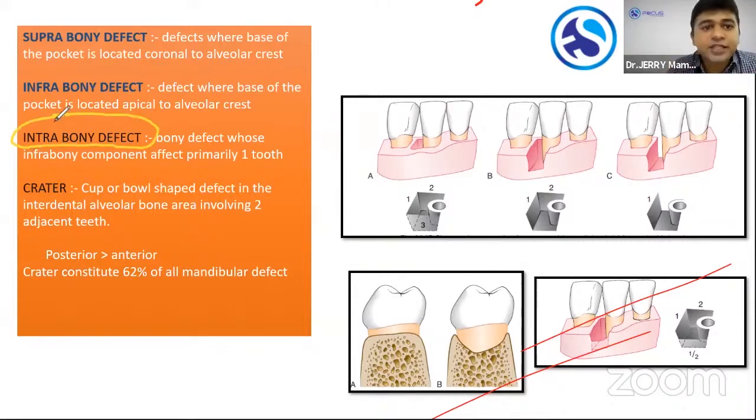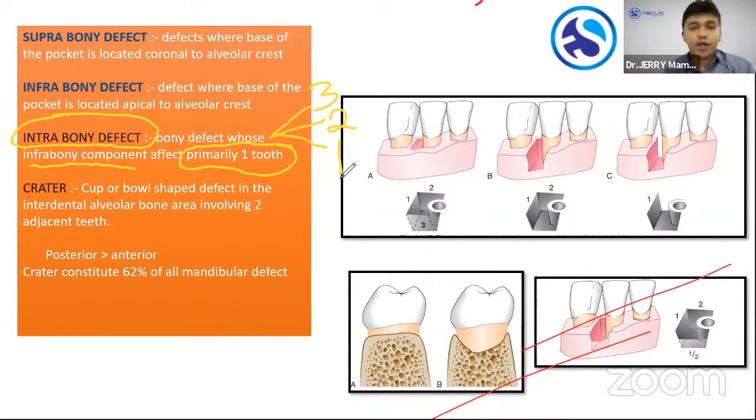What is an intra-bony defect? A bony defect whose infra-bony component primarily affects only one tooth. So it is a type of infra-bony defect, but it affects only one tooth. I'll explain why we are saying that. So we studied the subdivision of this: 3-wall defect, 2-wall defect, and 1-wall defect.